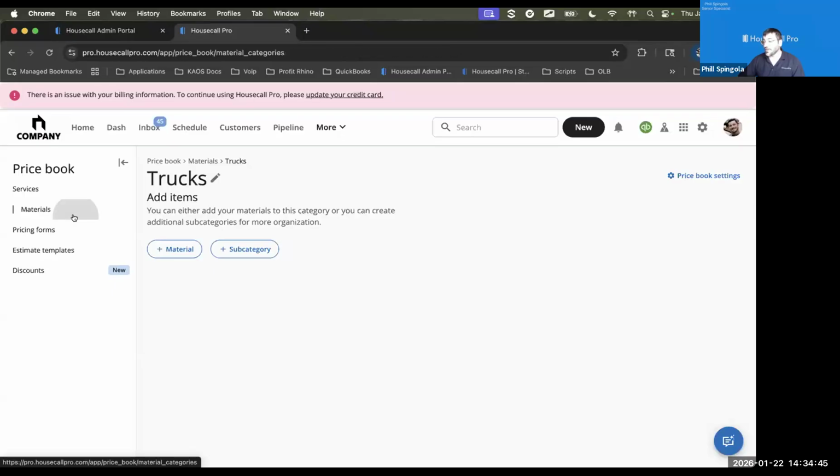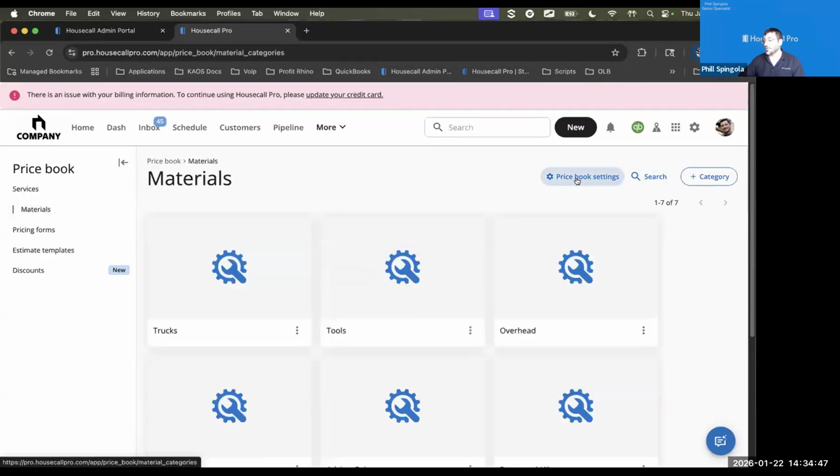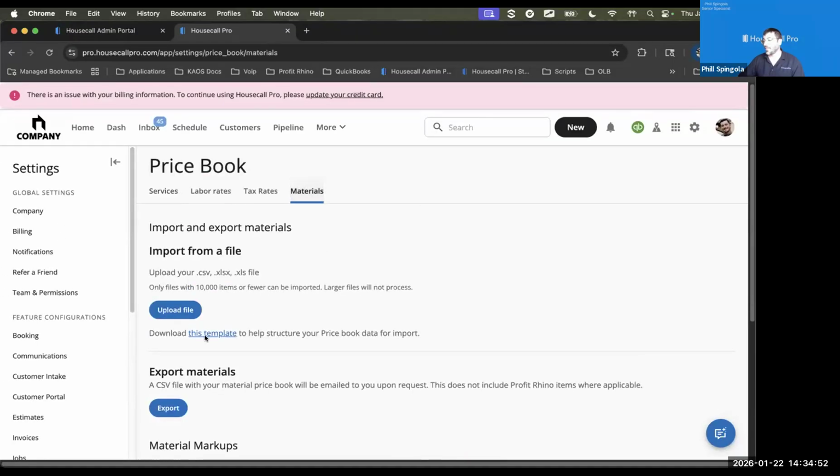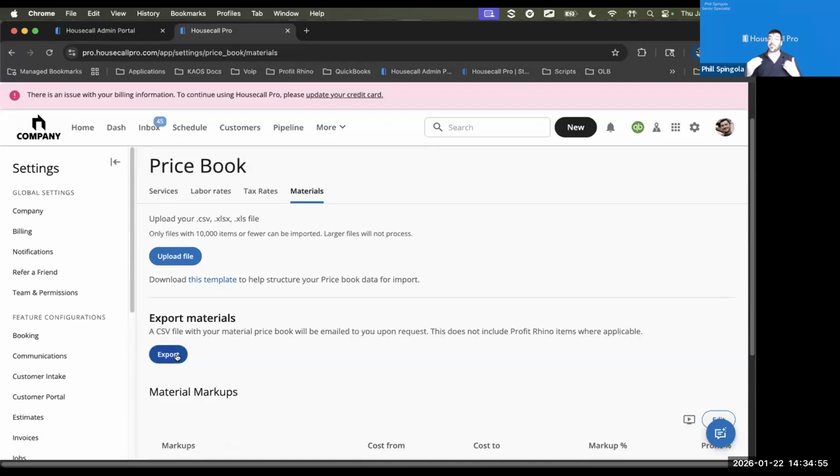There is a quick way of doing it: you can go to your price book settings and export the material price book. That's going to send you a spreadsheet with all of the columns in place that you don't want to touch. What you want to do is take your information and put them in the right columns, because those columns will coincide when you upload the book so that your price book is uploaded correctly into Housecall. So that is the quickest, and that is my suggestion when it comes to creating a price book.